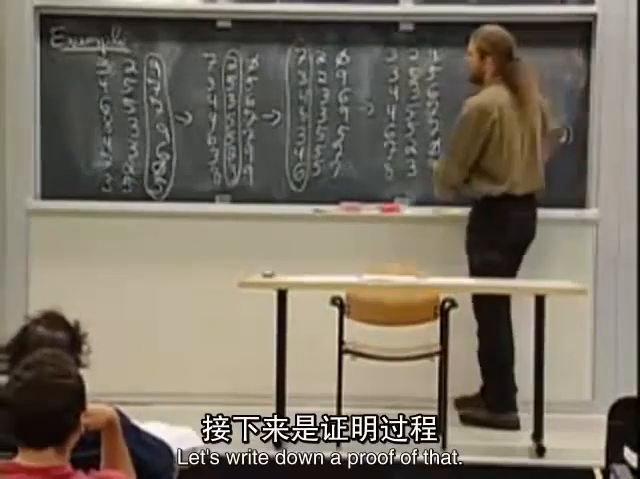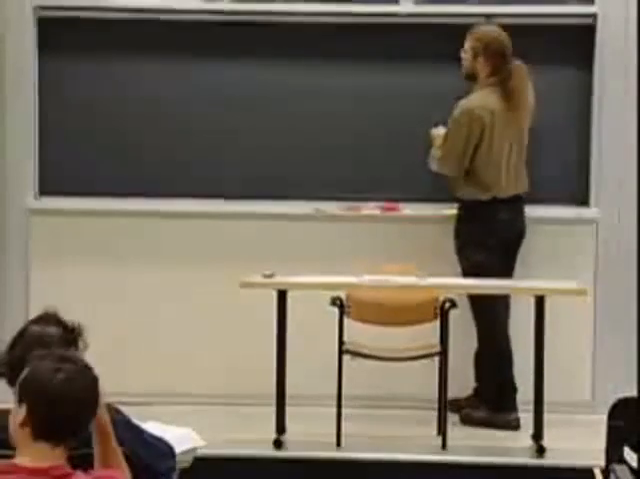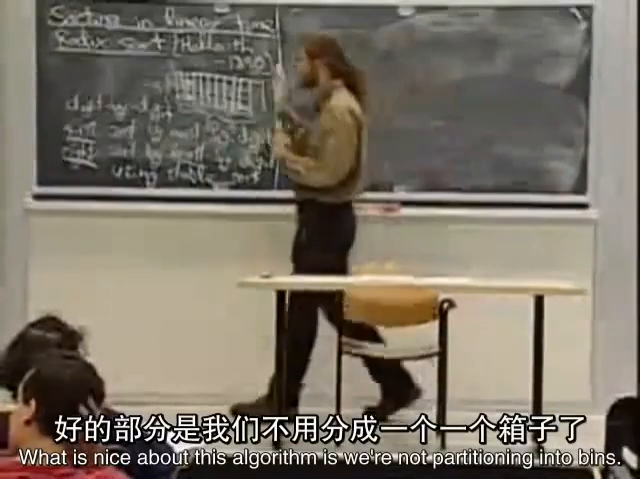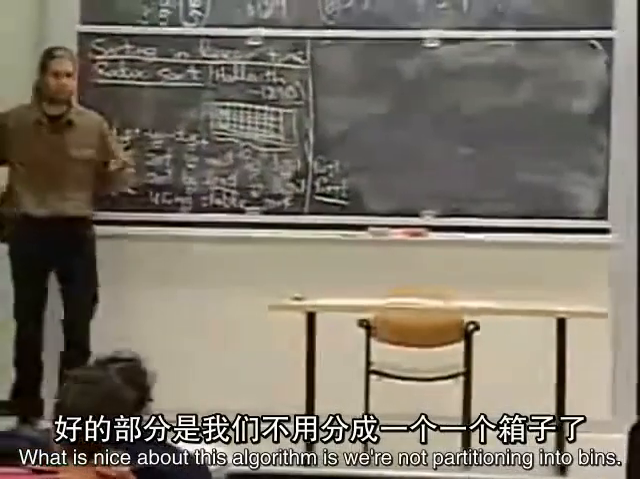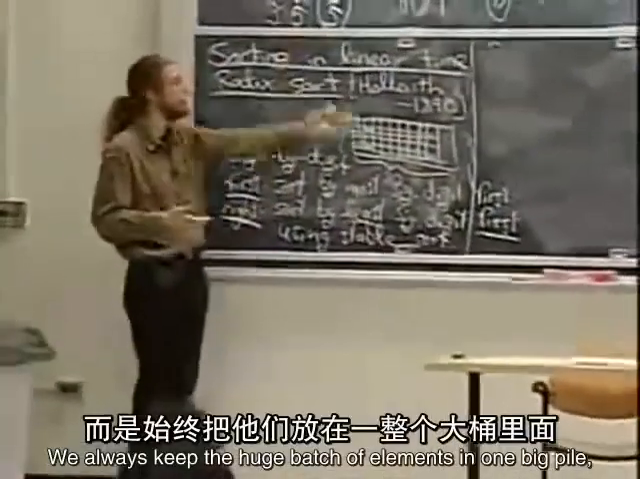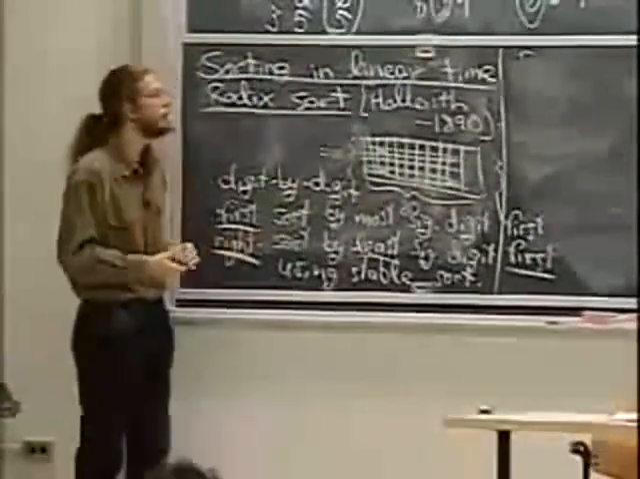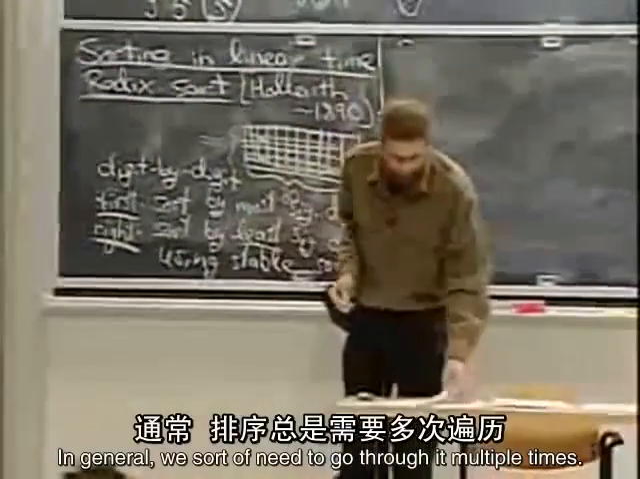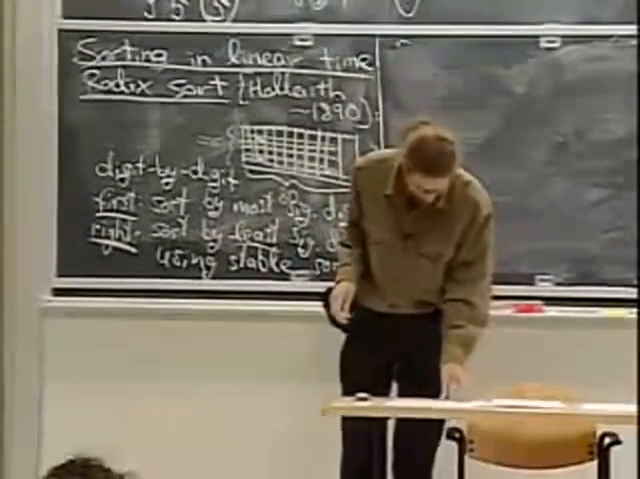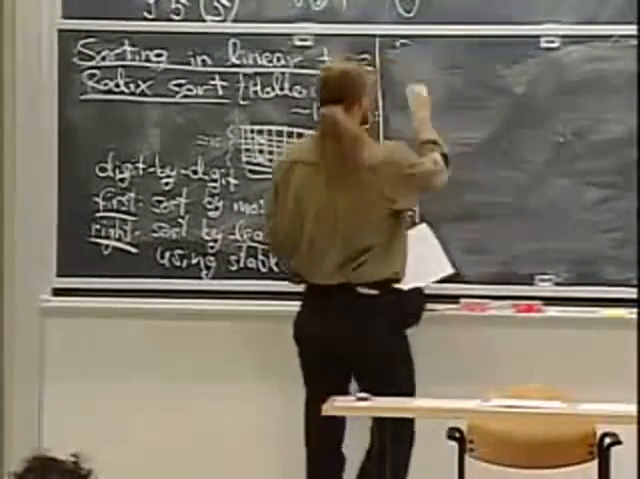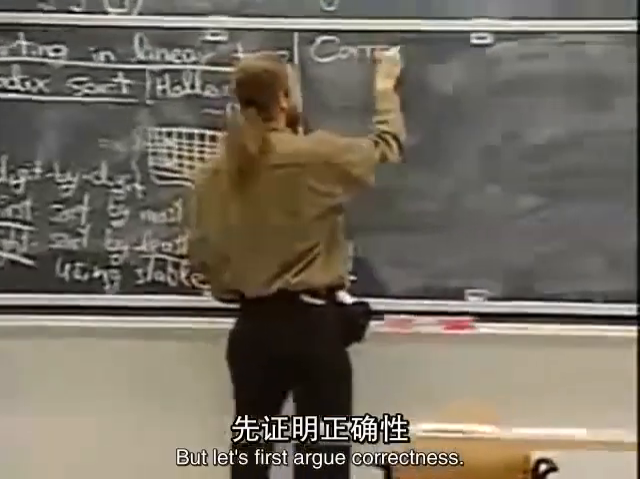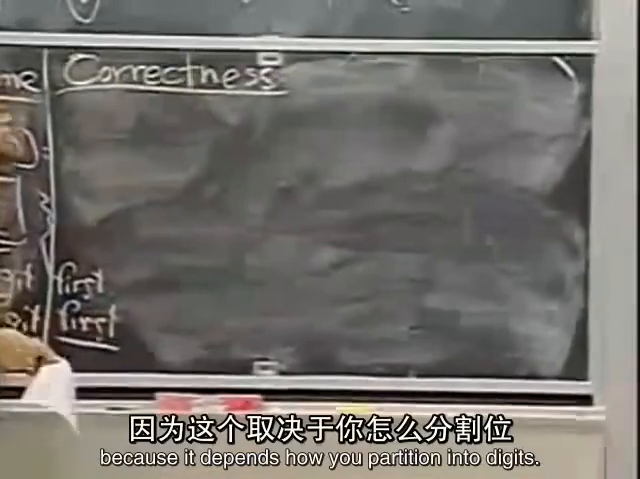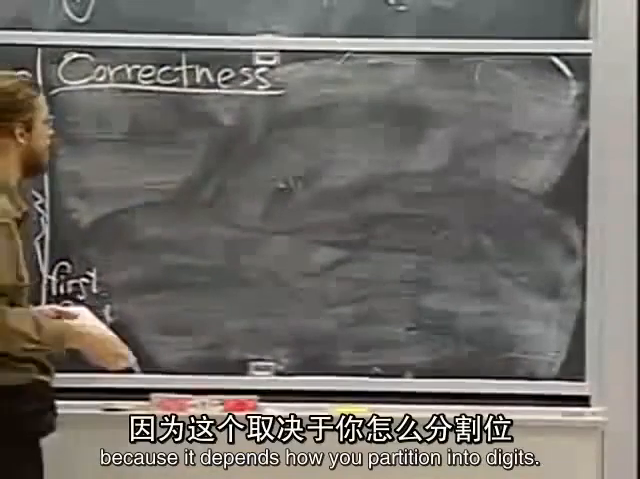So let's write down a proof of that. What this algorithm is doing, what's nice about it is we're not partitioning into bins. We always keep the huge batch of elements in one big pile, but we're just going through it multiple times. In general, we sort of need to go through it multiple times. Hopefully, not too many times. Okay, but let's first argue correctness. Then to analyze the running time is a little bit tricky here, because it depends how you partition into digits.